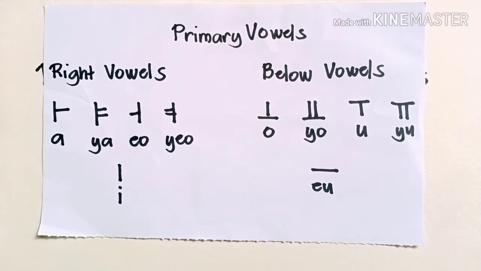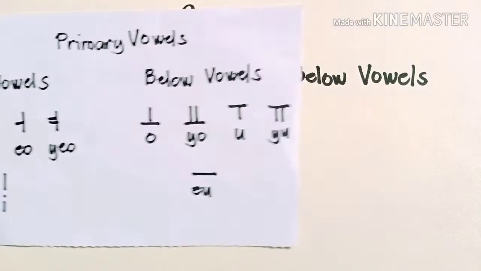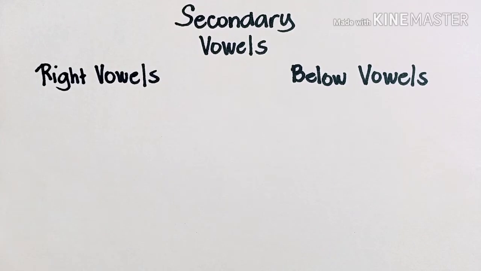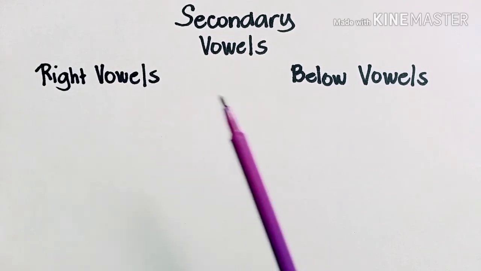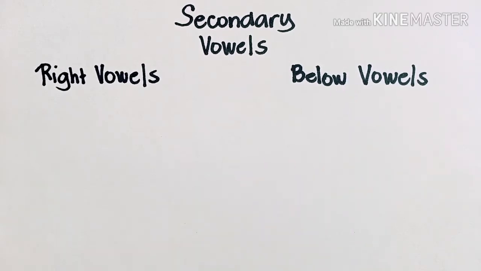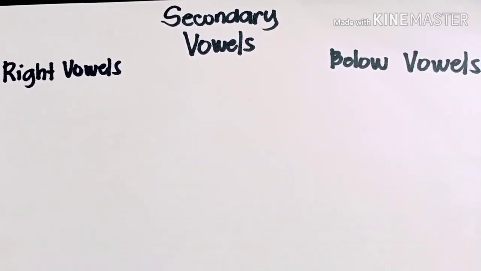Last time we discussed the 10 primary vowels. I hope you already familiarize all the vowels because for today's lesson, we will learn a new set of vowels, which is the 11 secondary vowels. The 11 secondary vowels consist of 4 right vowels and 7 below vowels. In secondary vowels, it is a combination of 2 vowels to come up with a new set of vowels. So, if you already familiarize the primary vowels, it is easier for you to understand. So, let's proceed to the 4 right vowels.